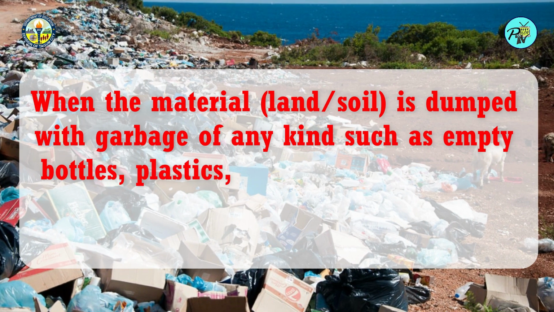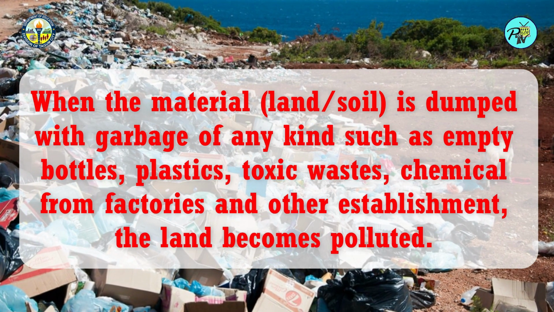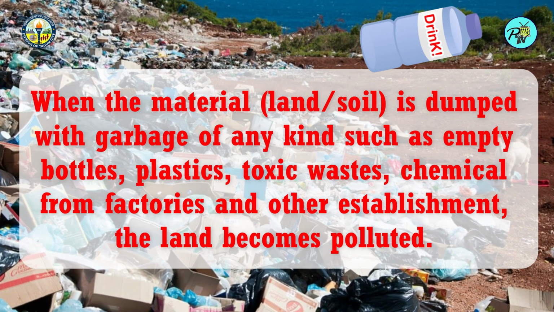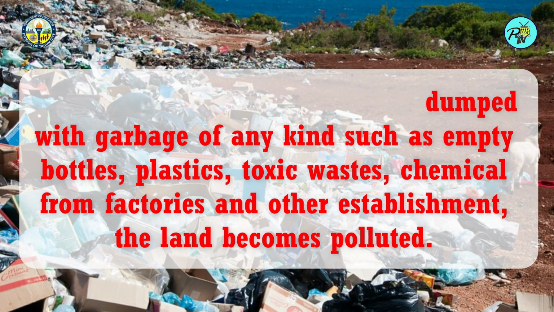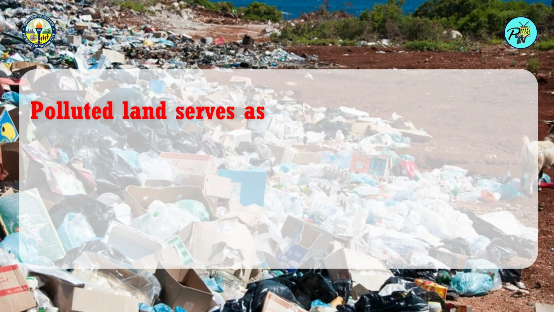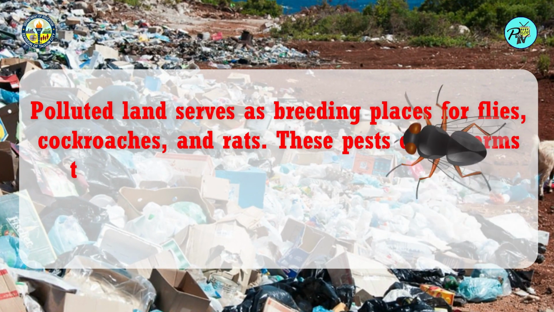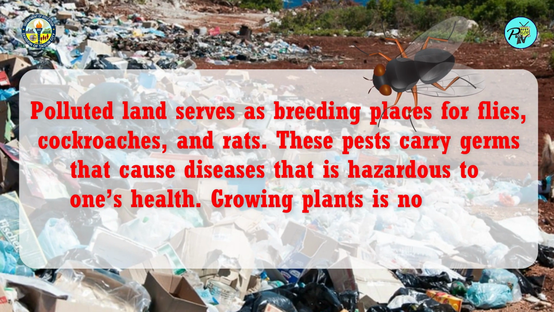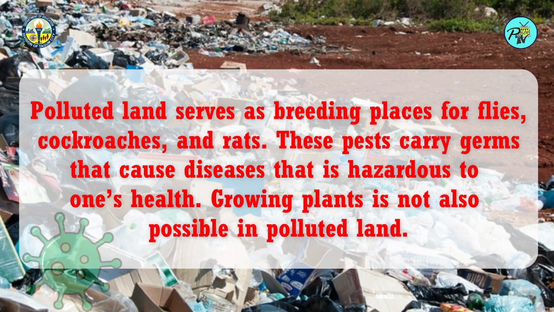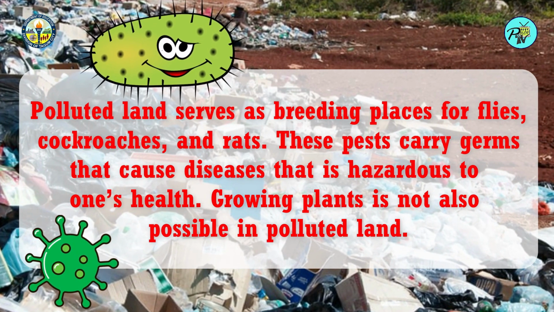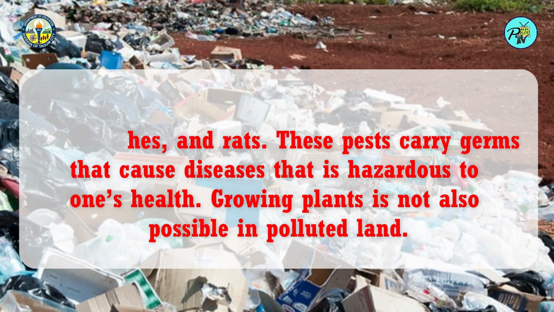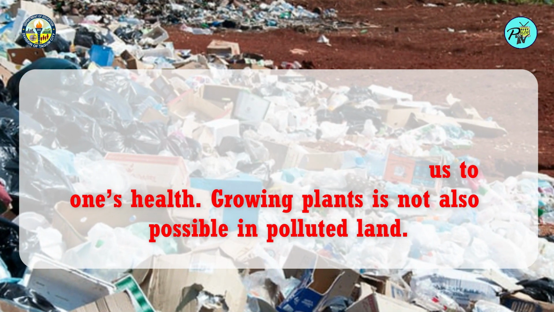When the material is dumped with garbage of any kind, such as empty bottles, plastics, toxic waste, chemicals from factories and other establishments, the land becomes polluted. Polluted land serves as breeding places for flies, cockroaches, and rats. These pests carry germs that cause diseases that are hazardous to one's health. Growing plants is also not possible in polluted land.